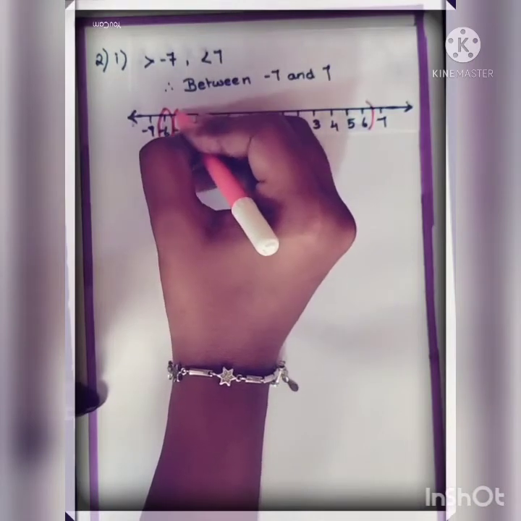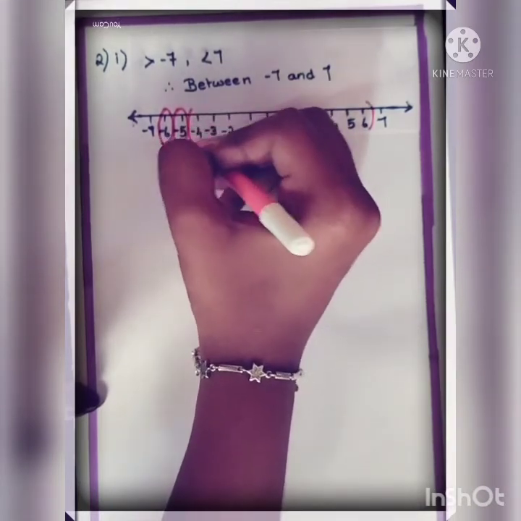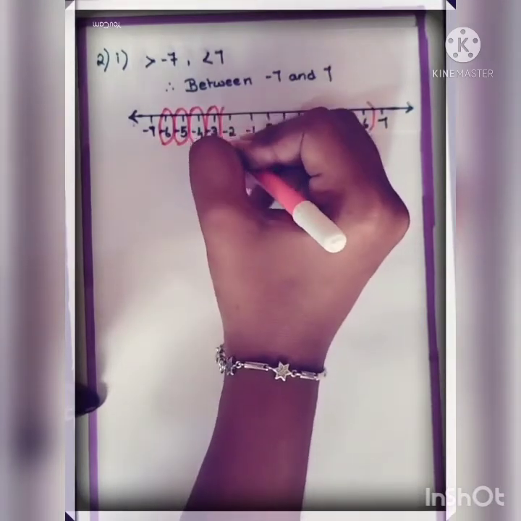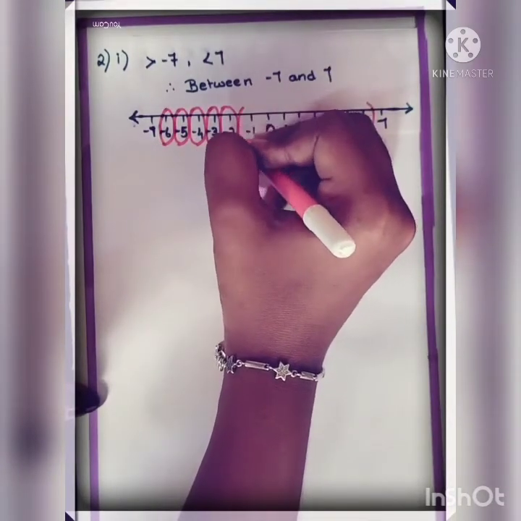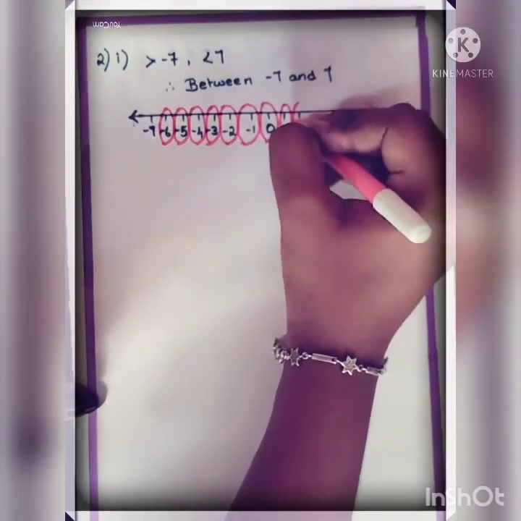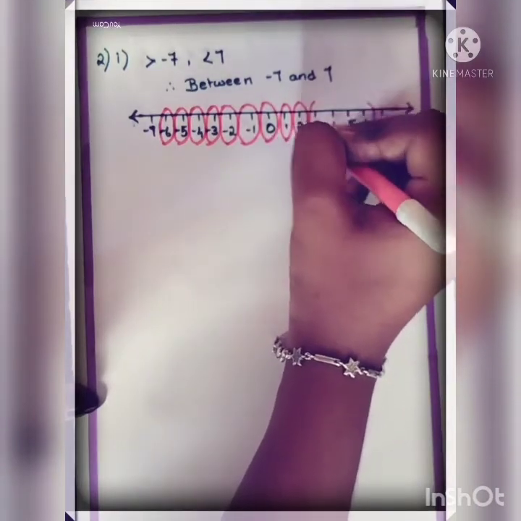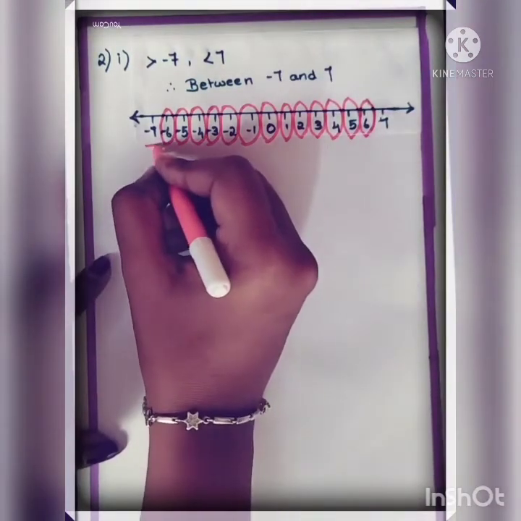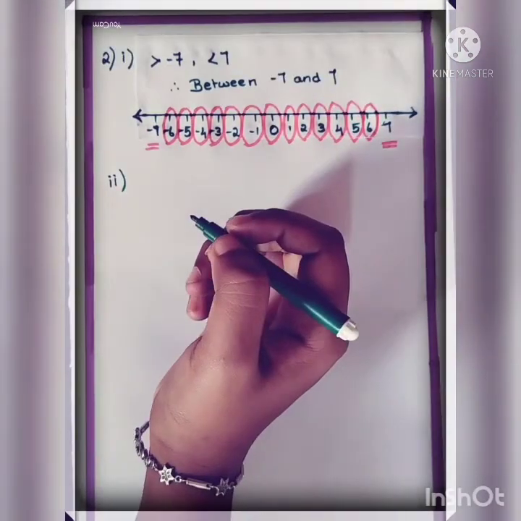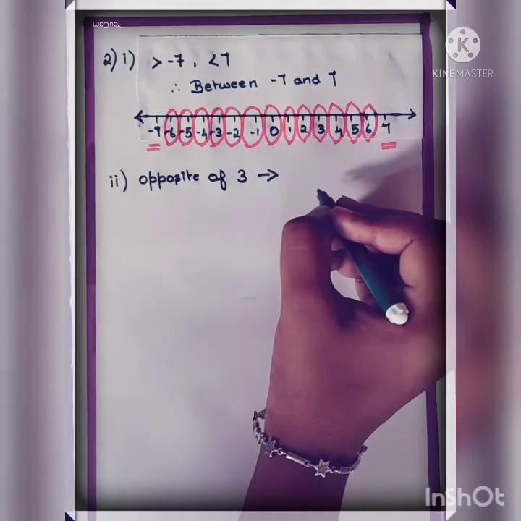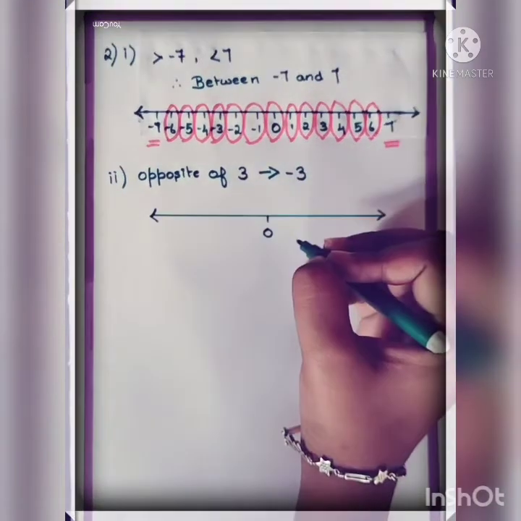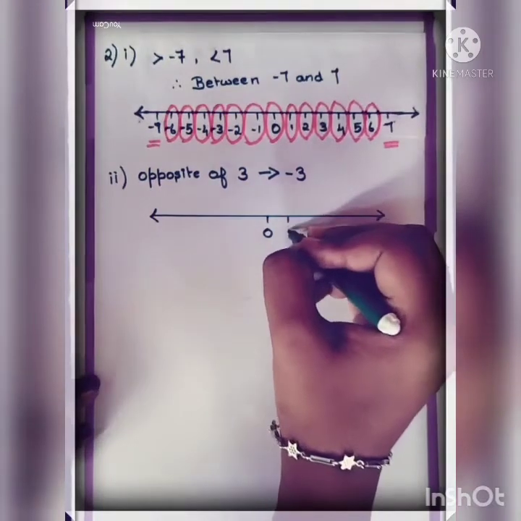Hence, these are the integers we are asked to mark, that is, the integers from -6 to +6. These are the integers which are found between the integers -7 and 7, that is, the integers which are greater than -7 and also less than 7. The next subdivision is very simple. We are asked to find the opposite of 3, that is -3. We are asked to mark -3 on the number line.